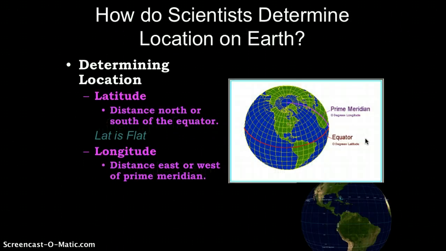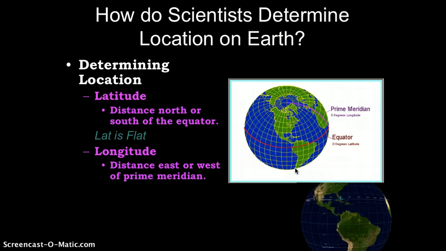Even though we've already done an activity in class, I would still like you to write down: latitude is the distance north or south of the equator. So you can see on the map the equator, and latitude is that distance north or south. And longitude is the distance east or west of the prime meridian.